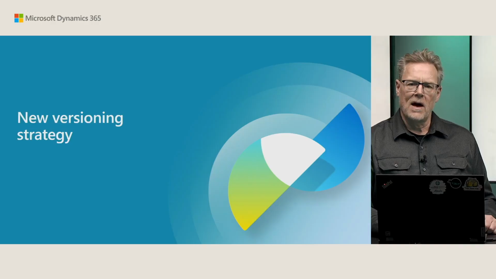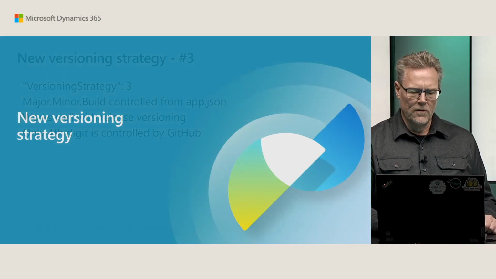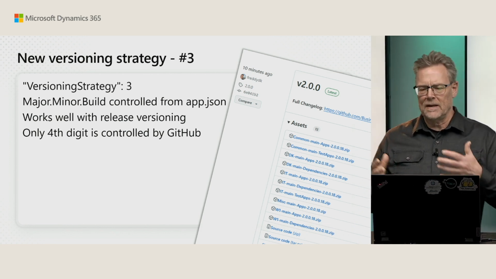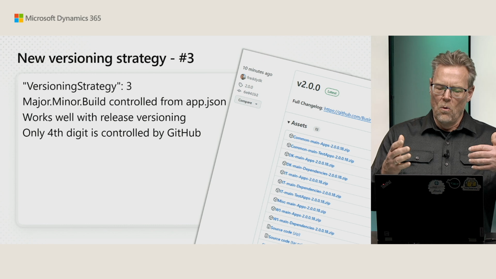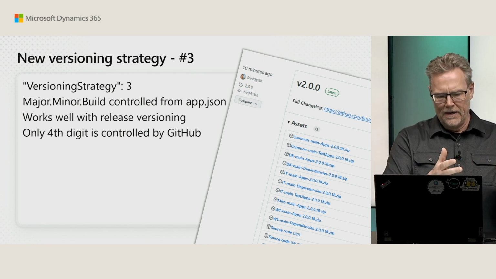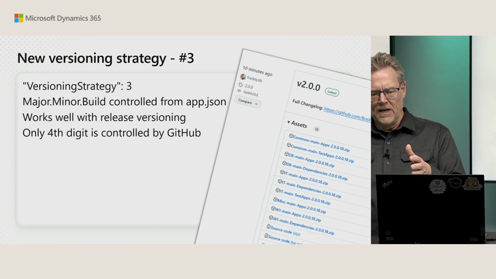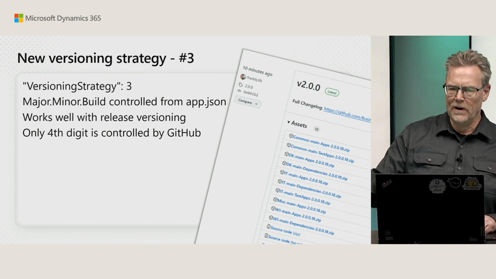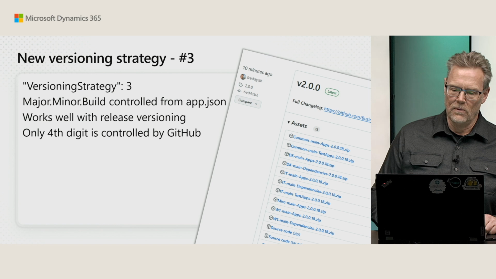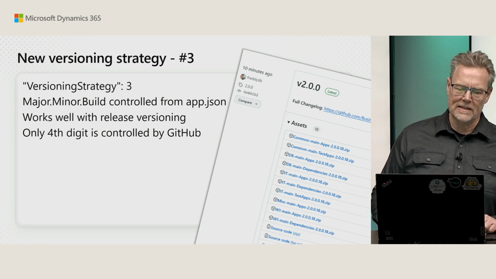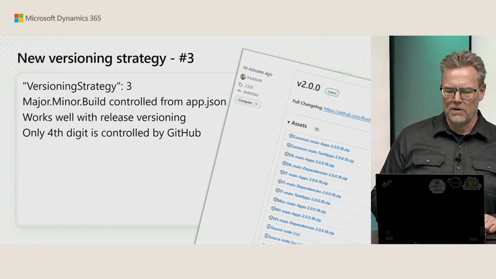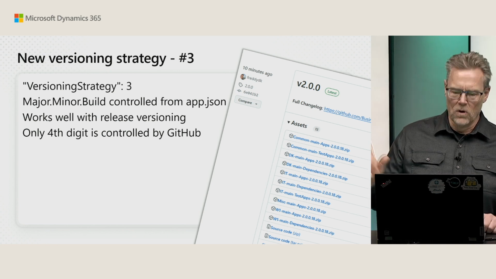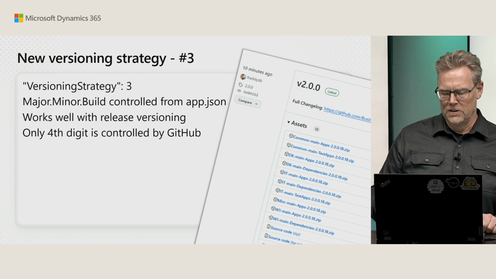There's a new versioning strategy in the latest version of ALGO, versioning strategy 3. We had some partners ask why only major and minor are defined by app.json when you demand a release to have 3 digits. Well, it actually makes sense to have a versioning strategy where 3 digits are controlled by app.json and only 1 digit controlled by GitHub, which is the 4th digit.